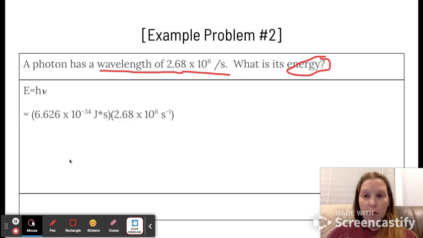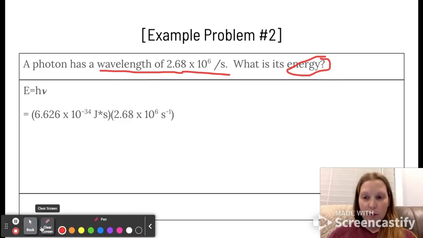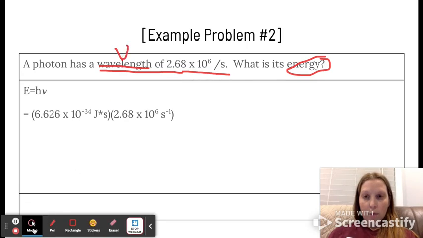And actually, I worded this one wrong. I'll tell you what, guys, I have had an issue with this. This should be a frequency. Sorry about that. I don't know why my typos are going all over the place.